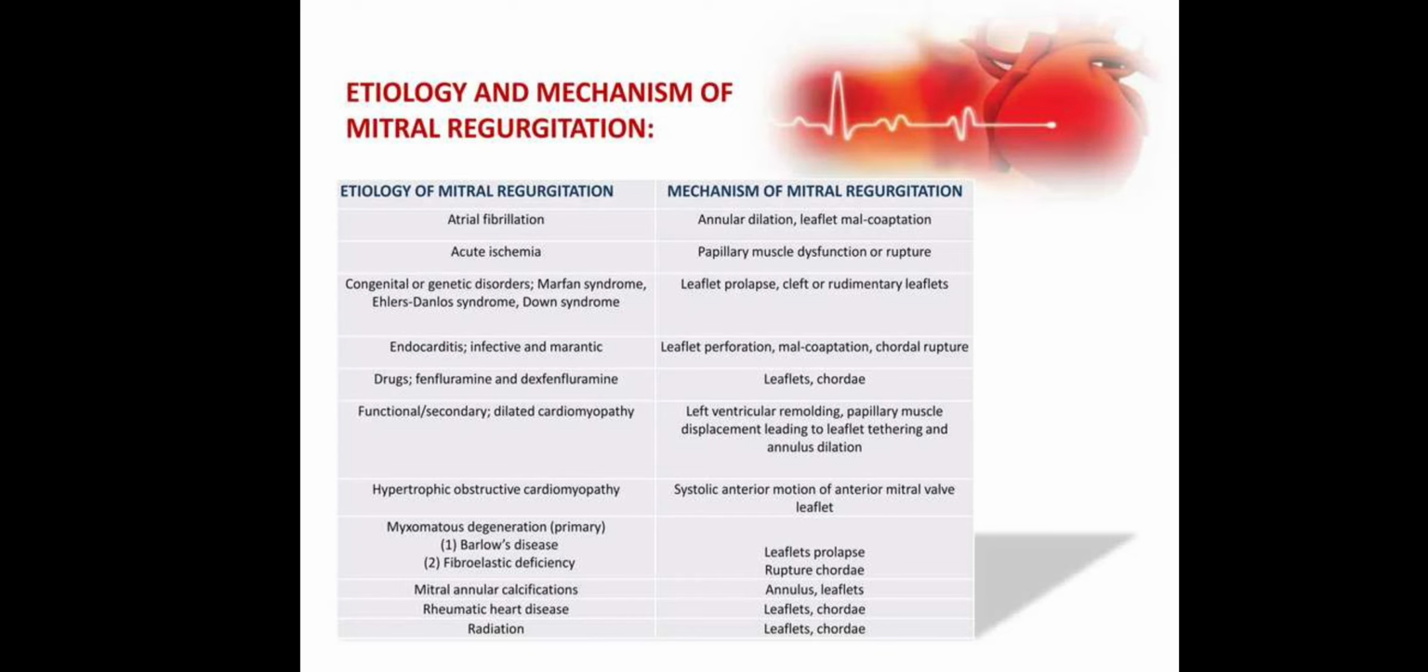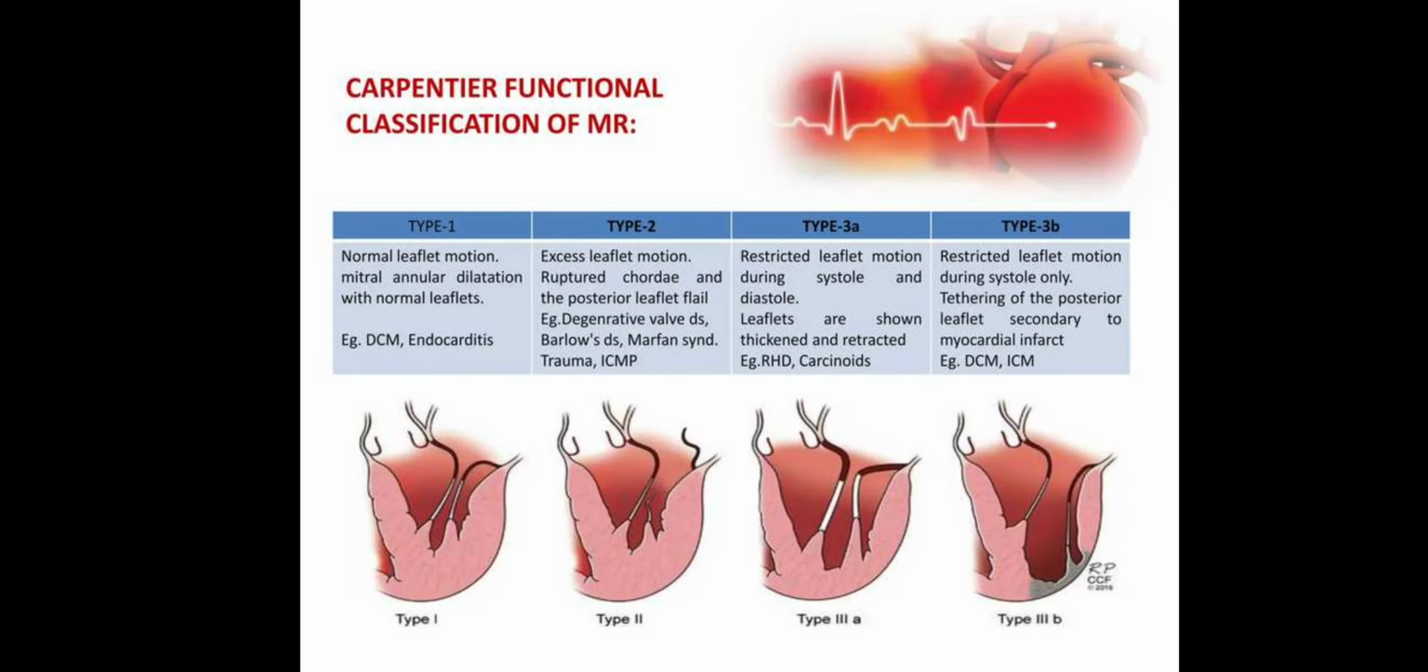Functional or secondary: dilated cardiomyopathy, with LV remodeling, papillary muscle displacement leading to leaflet tethering and annulus dilatation. In hypertrophic obstructive cardiomyopathy, mitral regurgitation is due to systolic anterior motion of the anterior mitral leaflet. Then myxomatous degeneration, primary Barlow's disease, fibroelastic deficiency, where there is leaflet prolapse and ruptured chordae. Mitral annular calcification affects the annulus and leaflets. In rheumatic heart disease, the leaflets and chordae are affected.